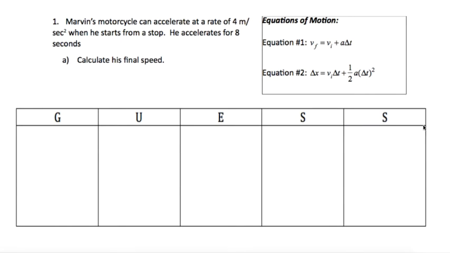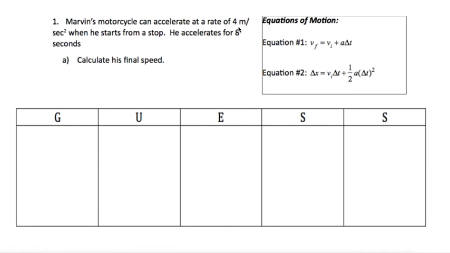Alright, so I put this GUESS method down here because I know that helps a lot of you, and so I'm going to follow that. If this helps you, go ahead and write out those letters as well on your paper. Alright, G stands for givens. What does the problem provide to us?